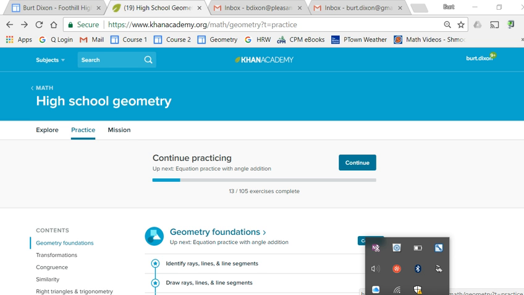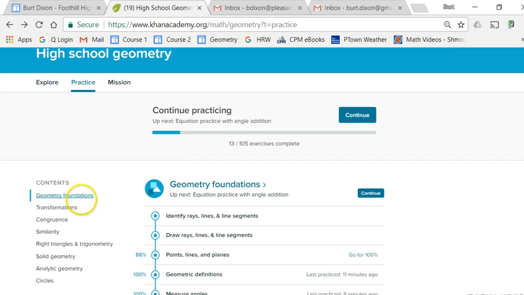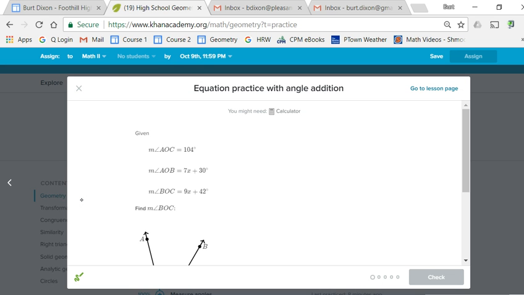You want to spend most of your time in practice. When you go to practice, make sure you're on this practice tab here, and then you can say continue practicing, and it takes you to your next topic. The 5 dots down here at the bottom indicate how many correct problems you have answered in a row. If you can answer 5 in a row correctly, then it says that you're doing well and you're ready to move on to your next topic.